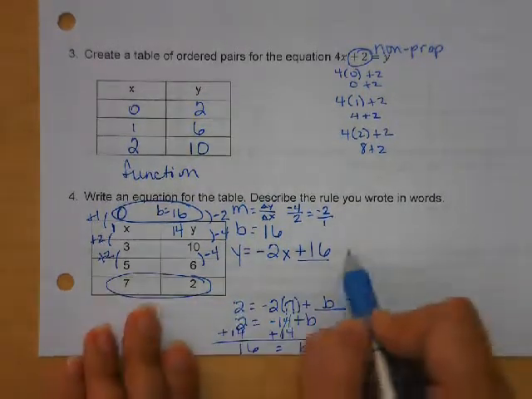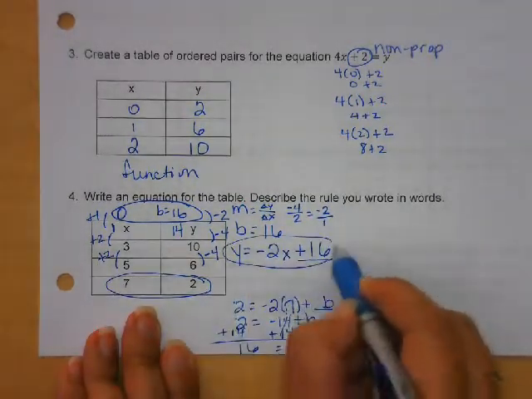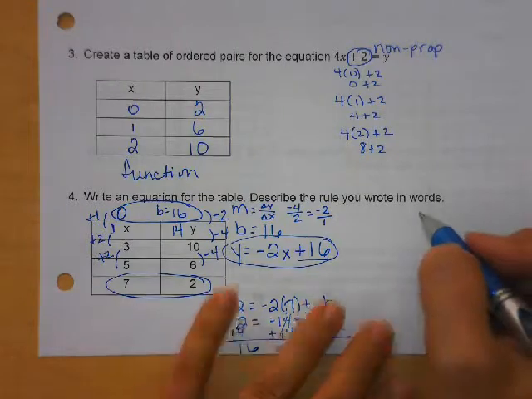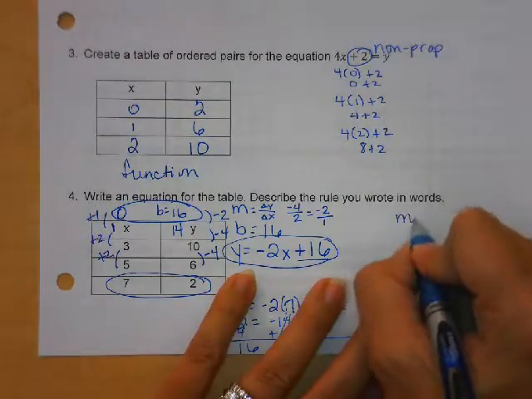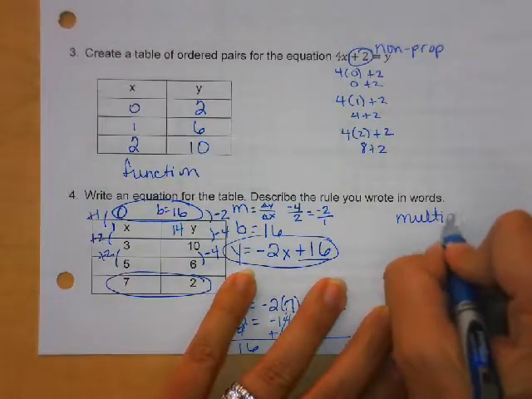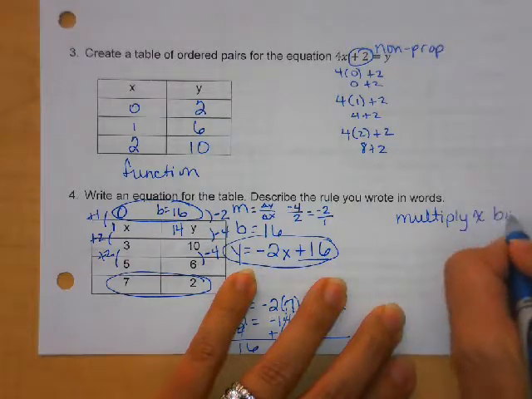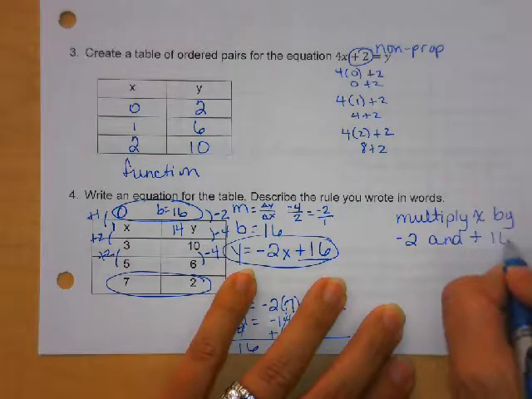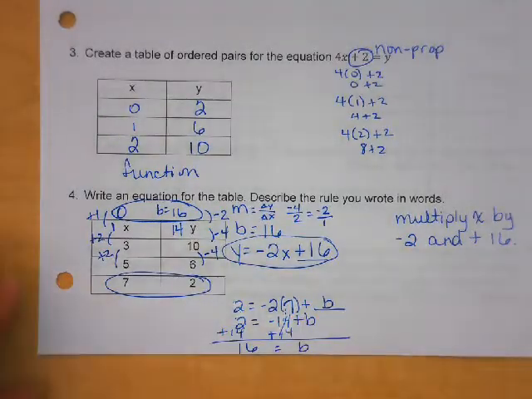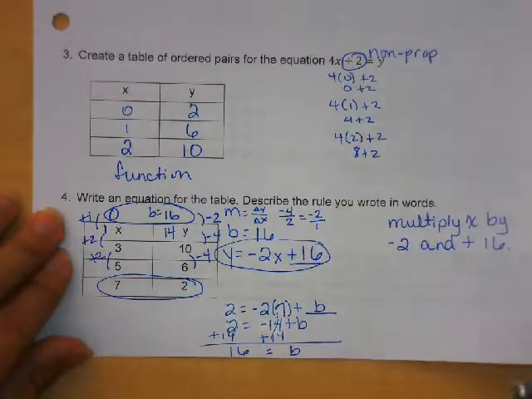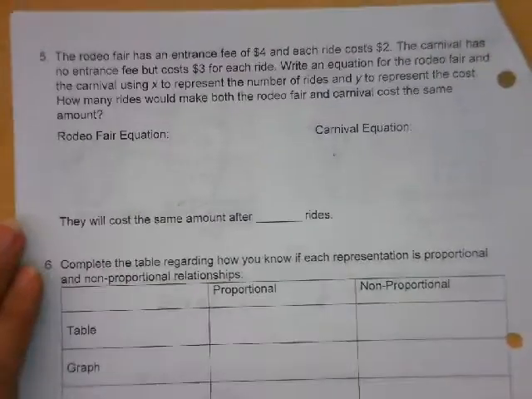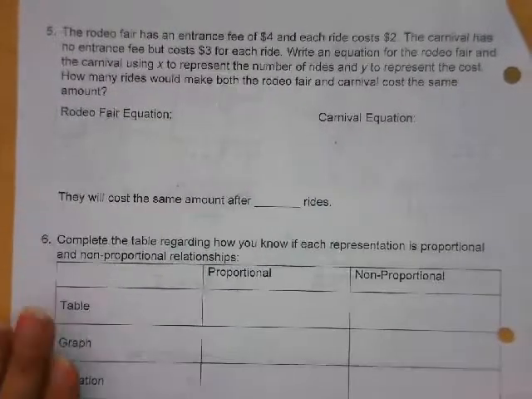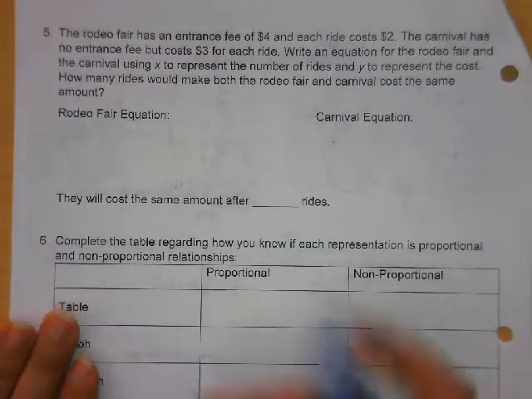So here is my equation. Describe the rule you wrote in words. So you need to multiply x by negative 2 and add 16. That's all I need to see there. So make sure you can write a rule and you can describe it. On the next page, this one is going to be a free response, so make sure you're writing it on your page and not on your Scantron.